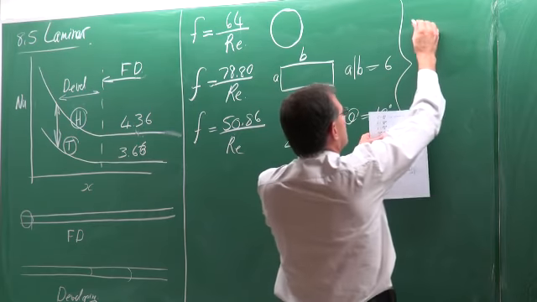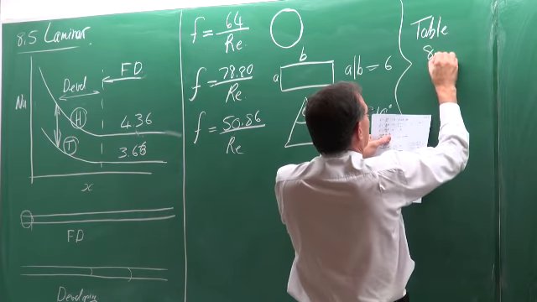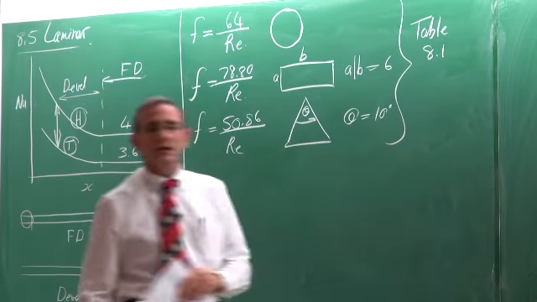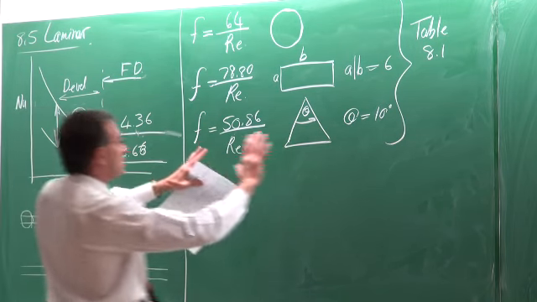Well, it's all summarized in your textbook. In Table 8.1, in the textbook of Cengel and Ghajar, you'll get more values than I've put up here on the board. Now, that is in general.